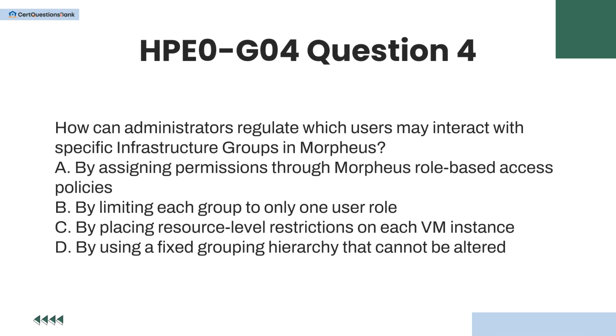How can administrators regulate which users may interact with specific infrastructure groups in Morpheus? A. By assigning permissions through Morpheus role-based access policies. B. By limiting each group to only one user role. C. By placing resource-level restrictions on each VM instance. D. By using a fixed grouping hierarchy that cannot be altered.